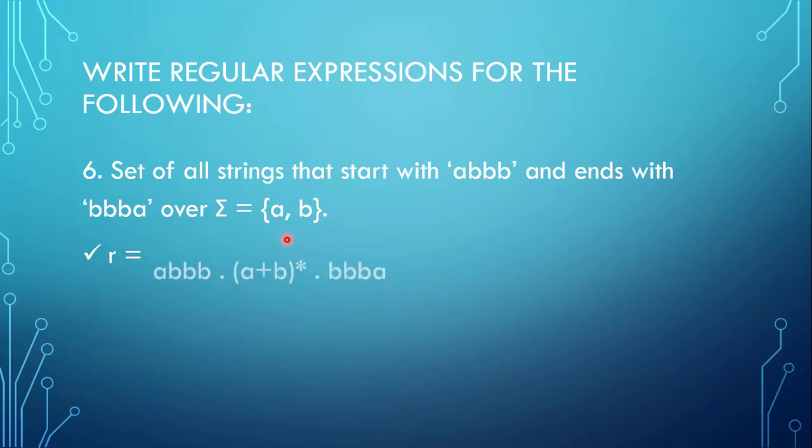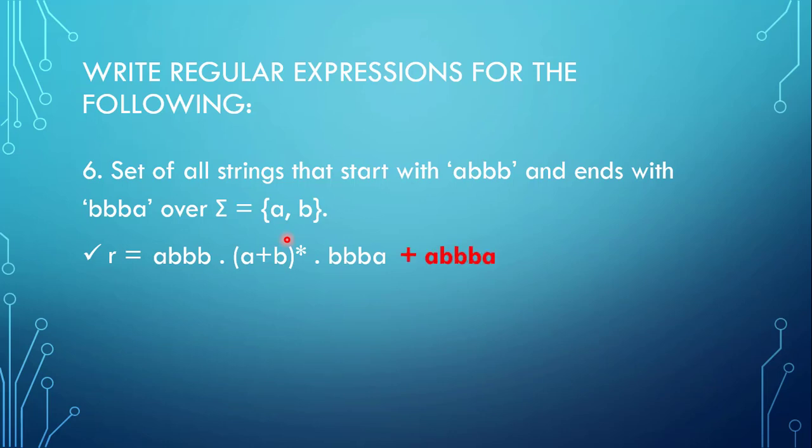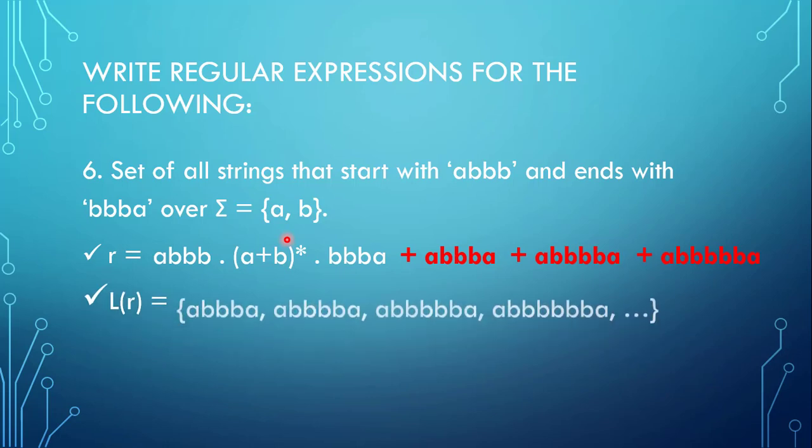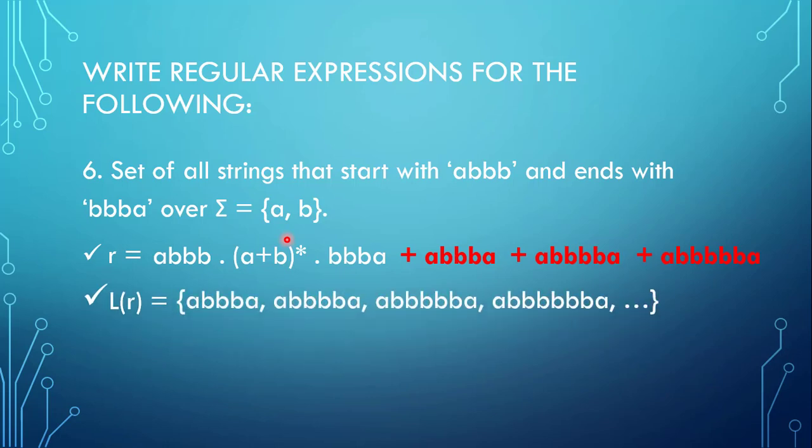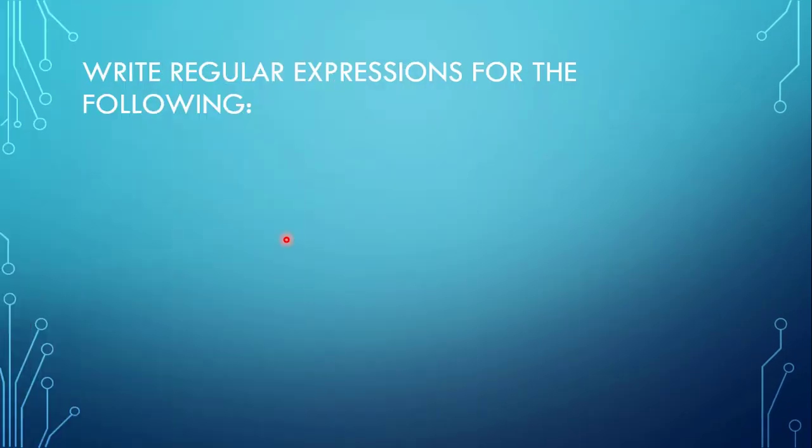Here R will be equal to a triple b, (a+b)*, and triple b a. Now, when we have such type of questions, do not forget to add the exception cases of a triple b a, four times b a, five times b a, and L of R generated will be accepting all these input strings as valid. So let's go on to our next question.